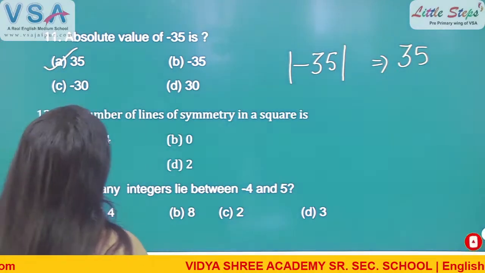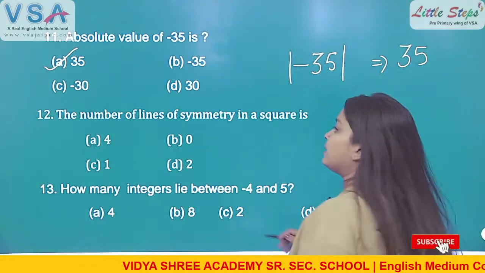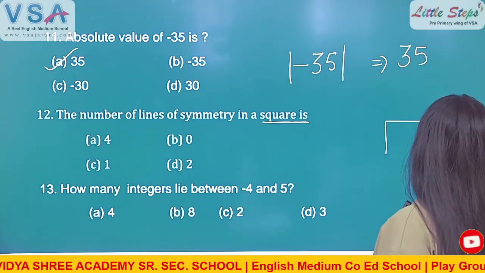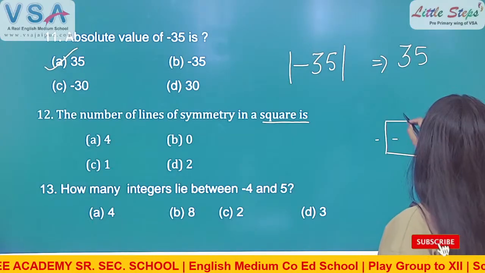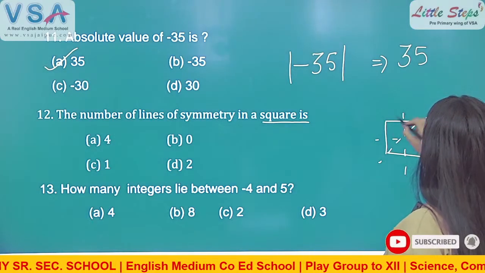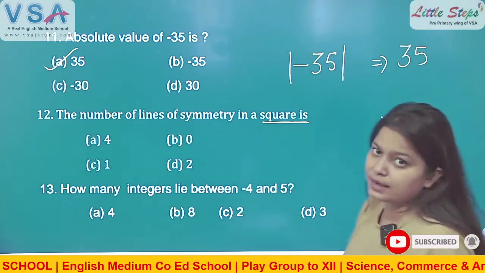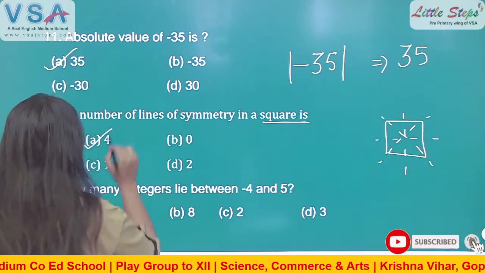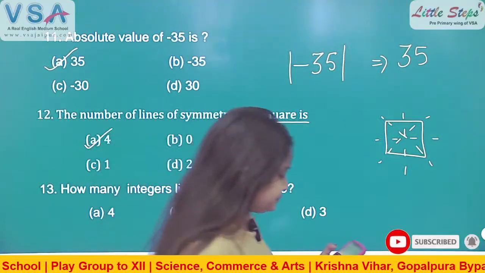Clear? 12th MCQ is the number of lines of symmetry in a square. As we all know, the square has 4 lines of symmetry, from the diagonals and the horizontal and vertical, so we have 4 lines of symmetry in a square. Option A is the correct answer.